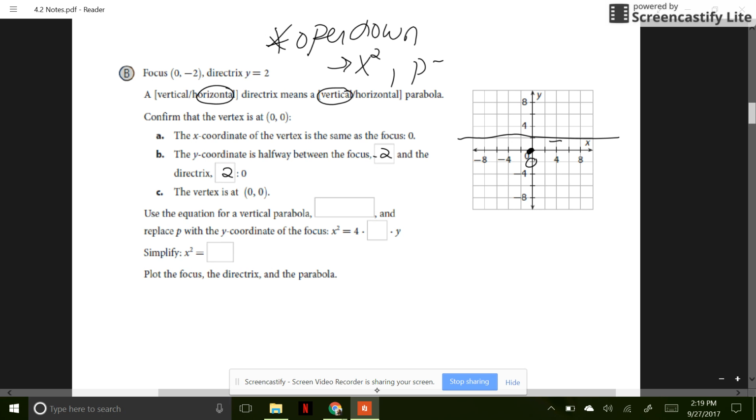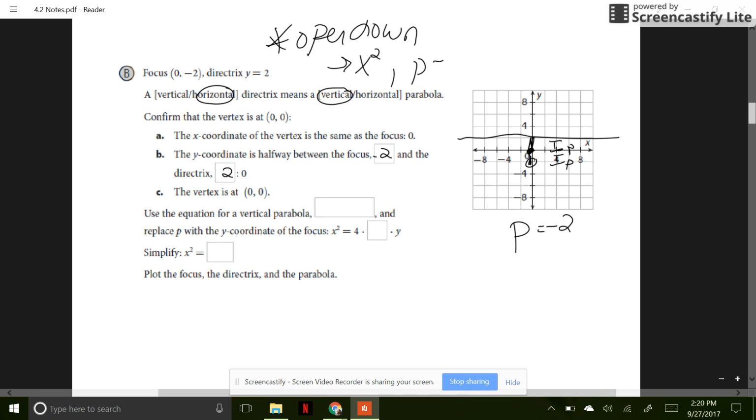So remember, our distance P is the distance from our vertex to the directrix and our vertex to the focus. So this is telling us then that our P value should be 2 because it's a distance of 2 to get there. It's a distance of 2 to get there. But again, P has to be negative because it's opening down. So this means our P is -2.